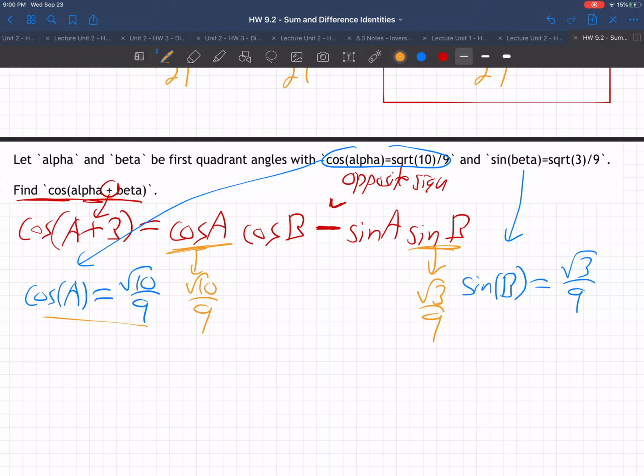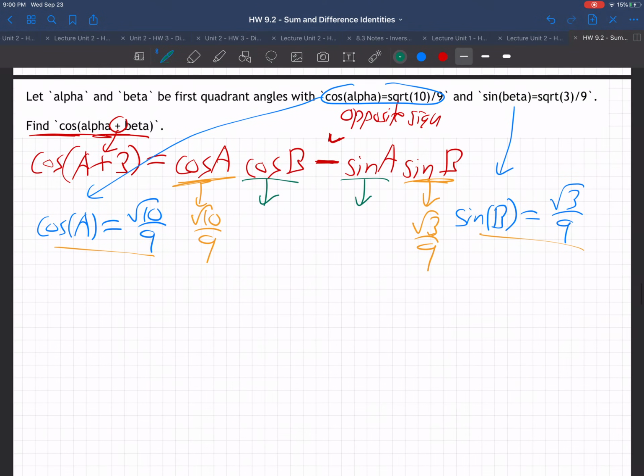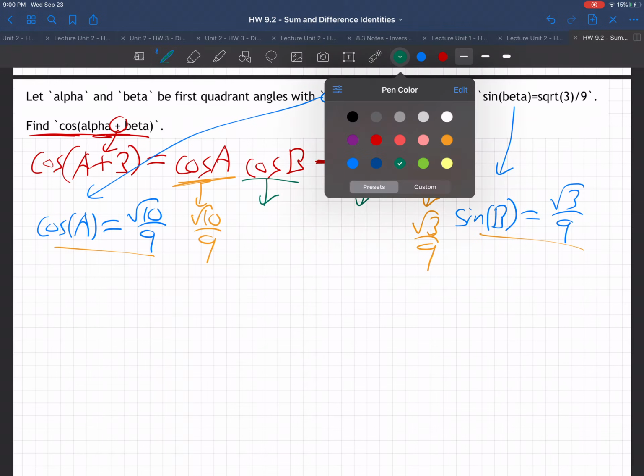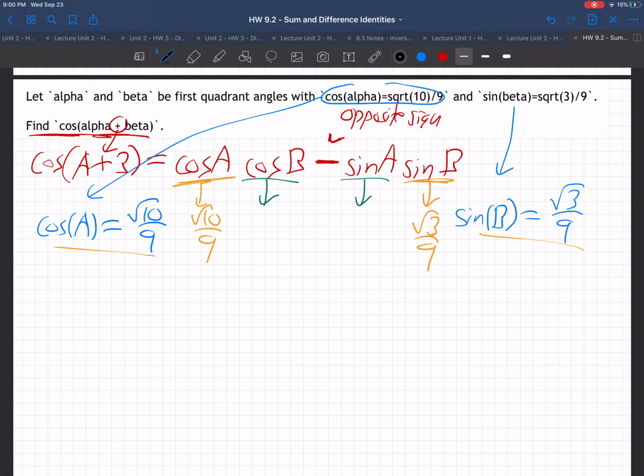It's right there. What I don't know, what I need to know, is what's cosine of B and what's sine of A. How am I going to find what those are? That's where I'm at now. I need to find those two, and then I can finish this problem. How do I find those two? Well, you're going to need to draw a triangle for both of them. So this is where things get a little involved. Notice it says first quadrant angles.